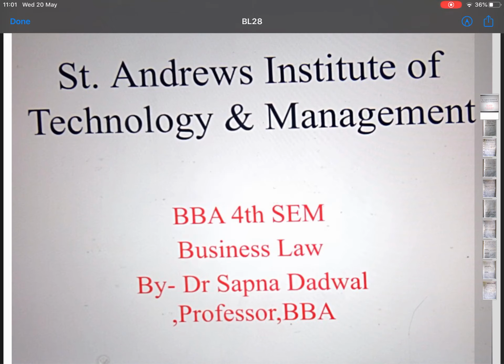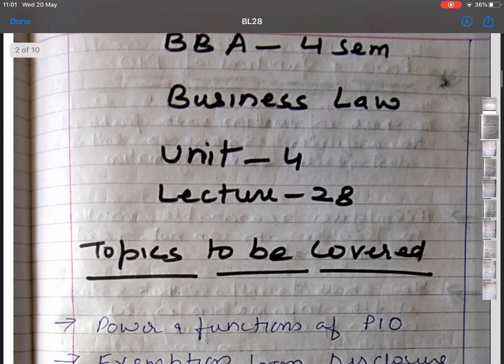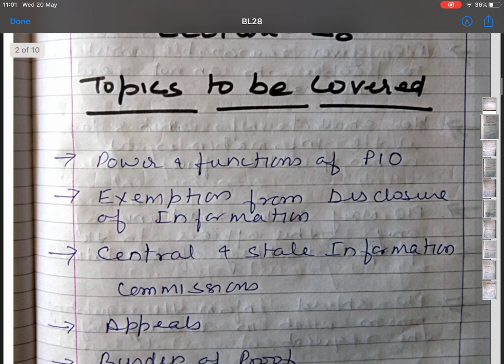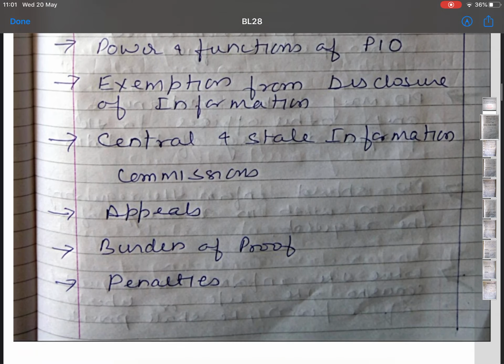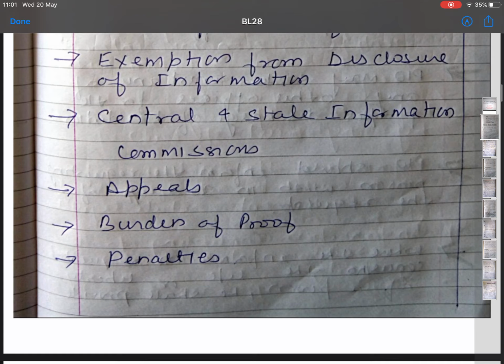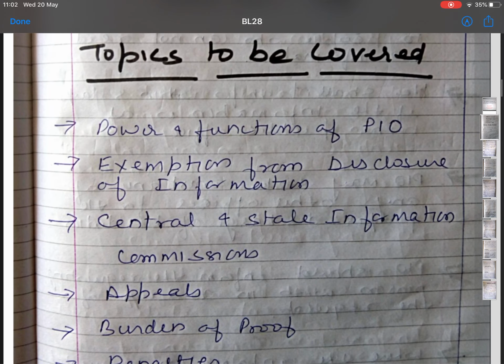So the topics I'm going to cover in this lecture are power and functions of PIO, that is public information officers, exemptions from disclosure of information, central and state information commissions, appeals, burden of proof, penalties. So these are the topics I'm going to cover in this lecture, that is lecture number 28. Last lecture of Business Law.